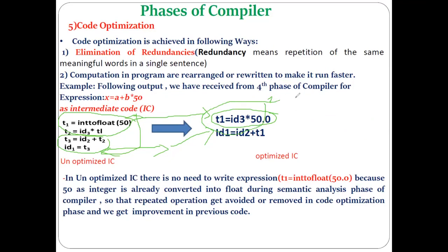Means what gets saved here? Definitely the space gets saved. And now processing of these two instructions has to be done instead of four instructions, so the time requirement for the processing and the execution will also be saved. So space efficiency improves, time efficiency improves, and that is nothing but the concept of code optimization.